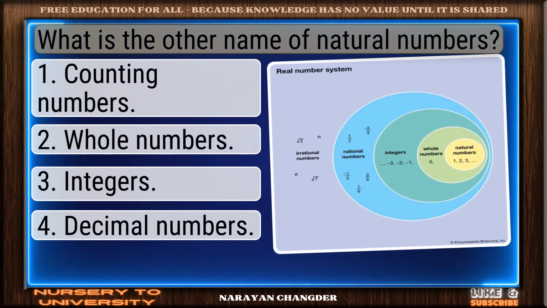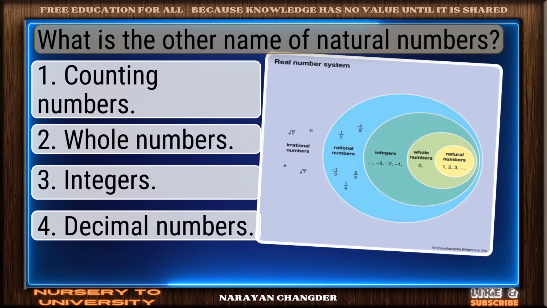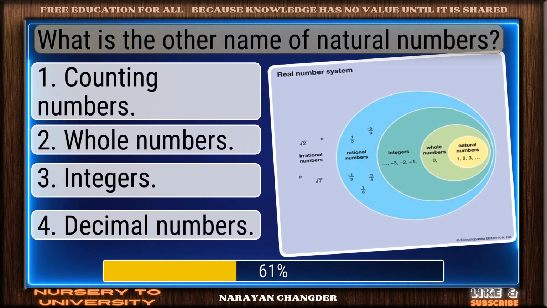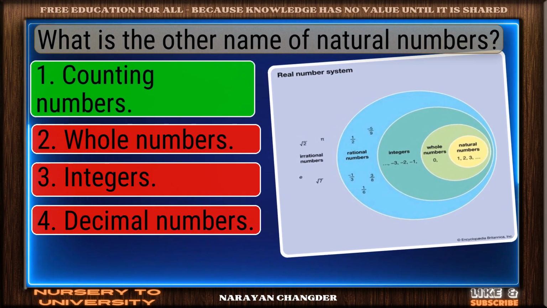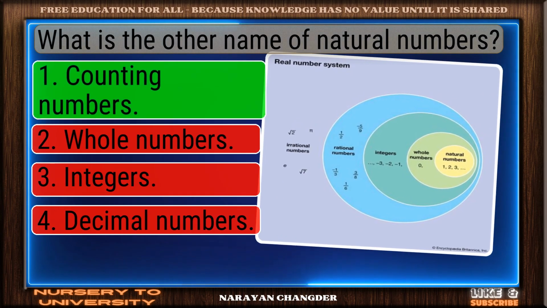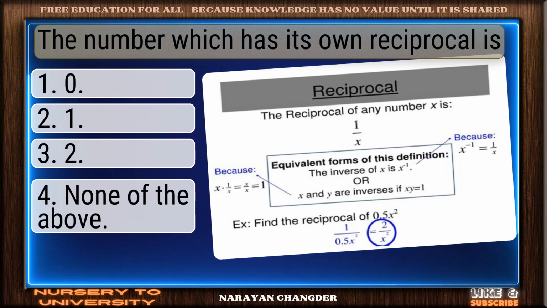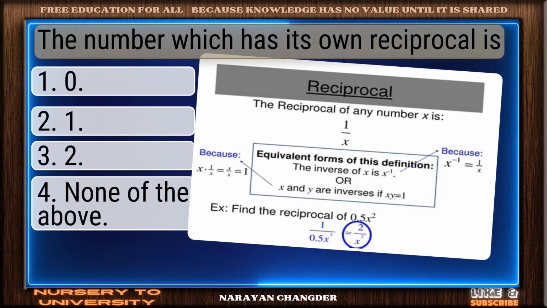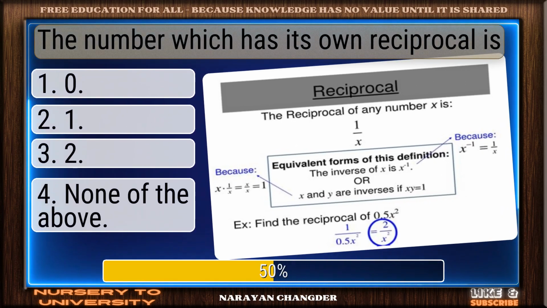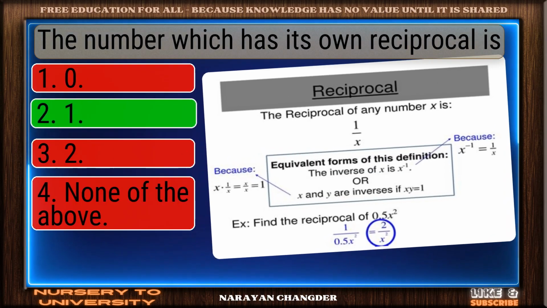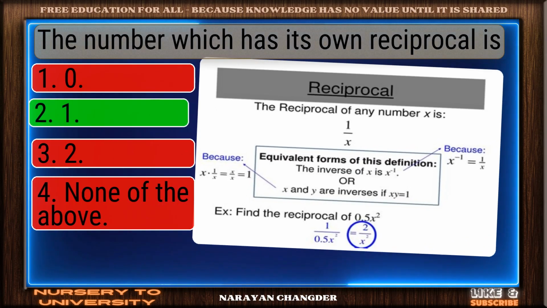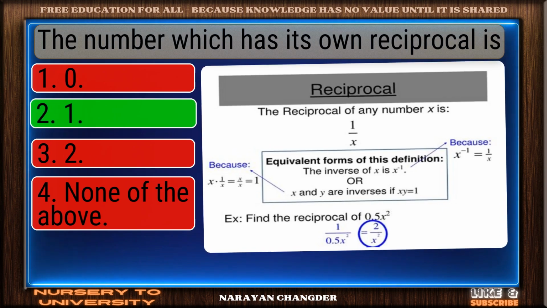Question number 7. What is the other name of natural numbers? Right again. Counting numbers is a valid answer. Question number 8. The number which has its own reciprocal is? Nice selection. 1 is the correct and valid answer.